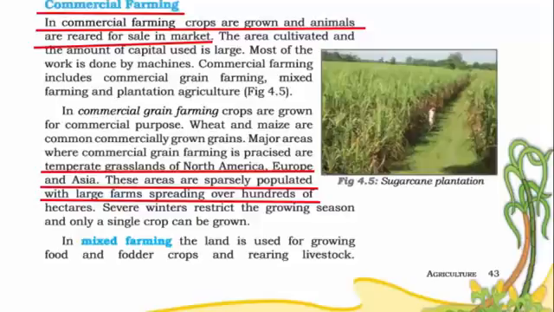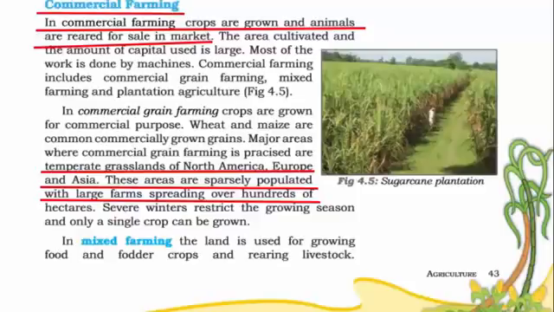Because if you see, these areas are highly populated with large farms spreading over hundreds of hectares. And you also have a lot of rivers flowing in this region. And we have read many times that where there is river, there is a huge civilization. And therefore, commercial farming is very famous in these areas.